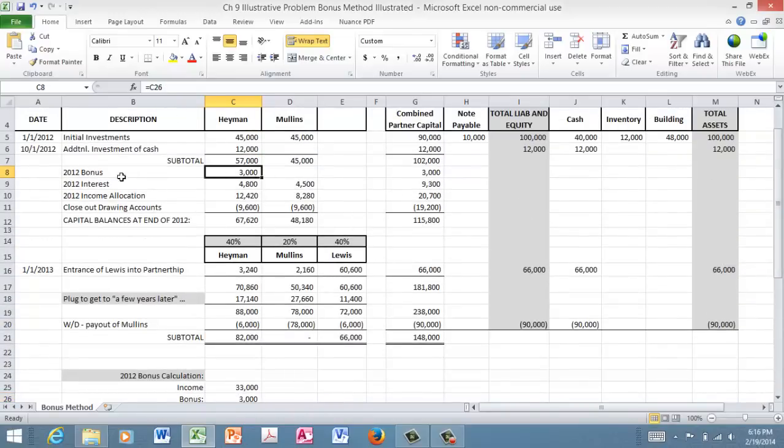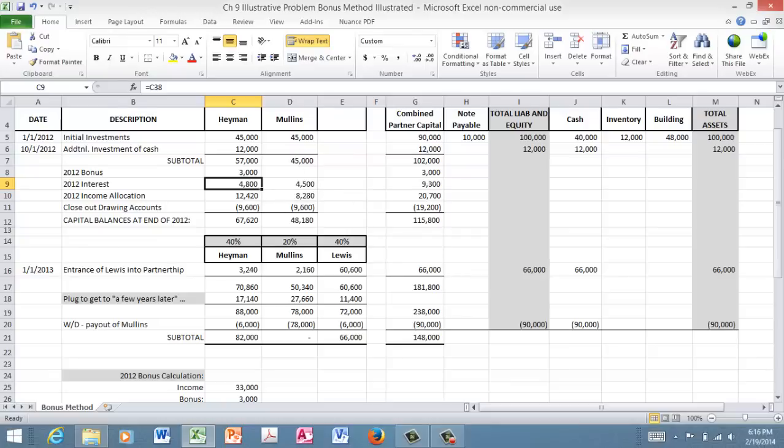Now you see the bonus coming in on his capital account on this column. Now we've got to deal with the interest. What did it say about the interest? It said both partners are entitled to interest equal to 10% of the average monthly capital balance for the year without regard to any income or drawings for that year.